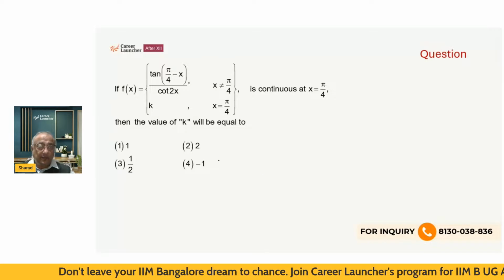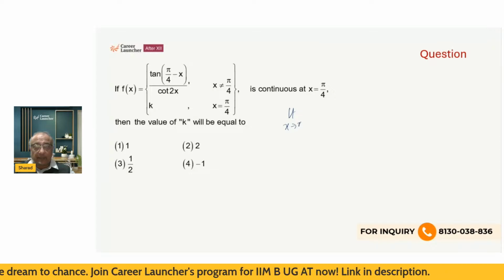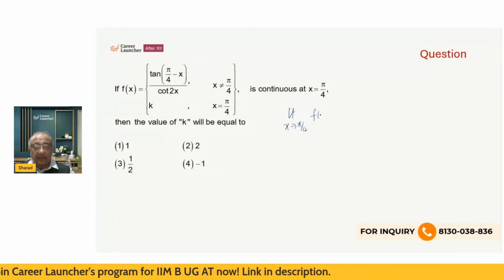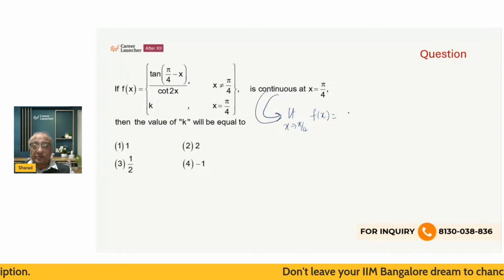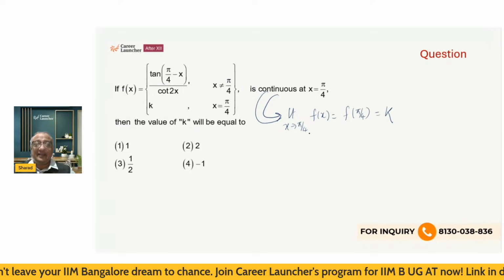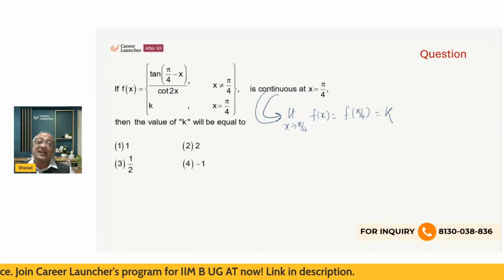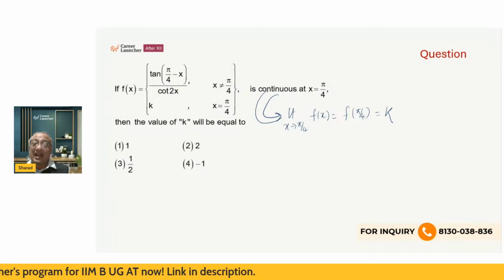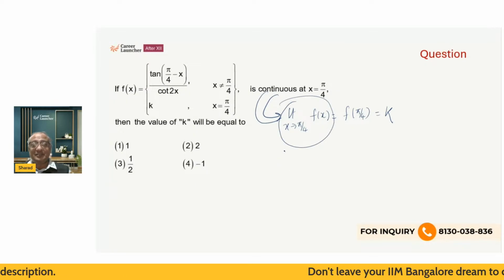Okay, right. So if it is continuous, then limit x tends to pi by 4, f of x has to be equal to f of pi by 4. And what is f of pi by 4 given to us as? k. So basically, this question is not a continuity question. This is a question of evaluation of limit. I have to evaluate this limit, and that will be the value of k. So let us do it.